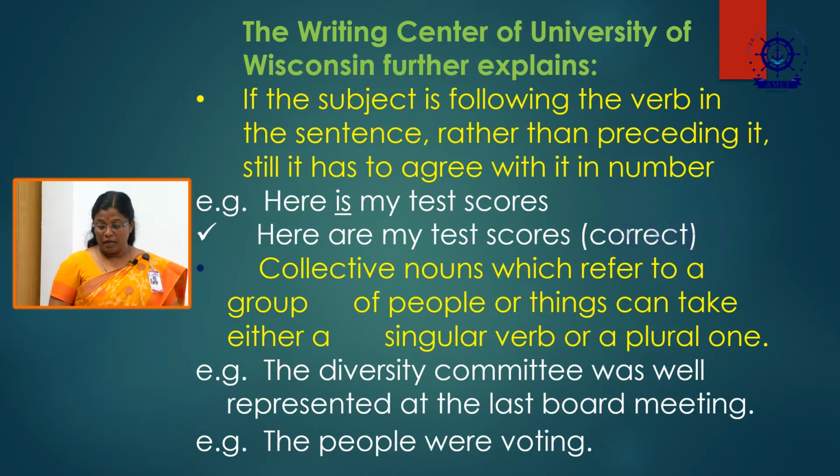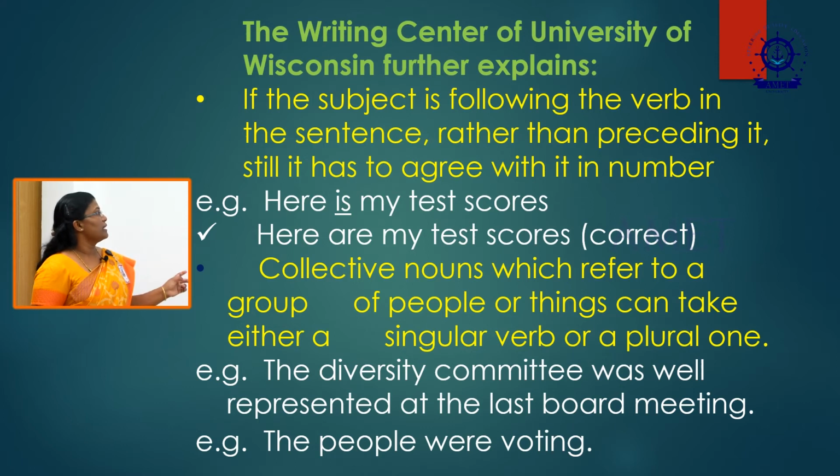For example, here is my mobile, here is my handout. The subjects are my mobile and the handout. So, in the given sentences, the subject falls at the end of the sentence. Even in that case, the verb should agree with the subject. For example, here is my test scores. The subject is my test scores, which is plural, which should take the verb are and not is.